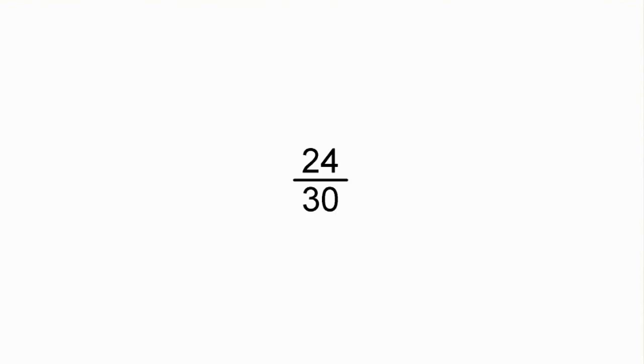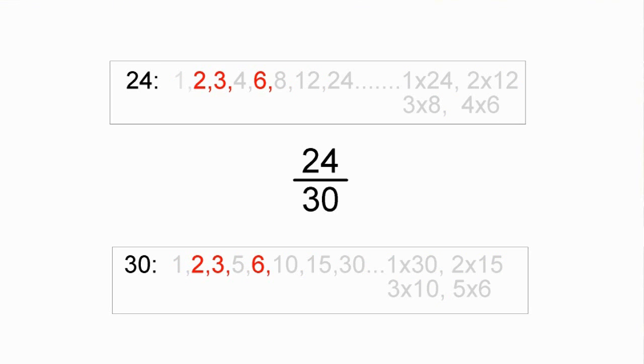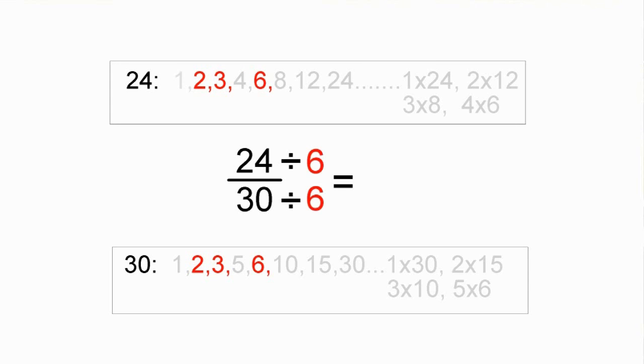Irving, can 24/30 be reduced? I have to look at all the divisors of 24 and 30. I can see that they have 2, 3, and 6 as common divisors, and the largest one is 6. So I'm going to reduce the top and bottom by 6. 24 divided by 6 is 4, and 30 divided by 6 is 5. So 24/30ths can be reduced to 4/5.